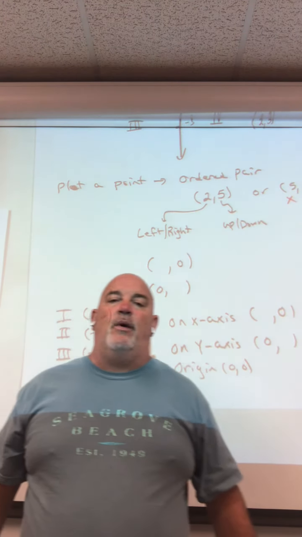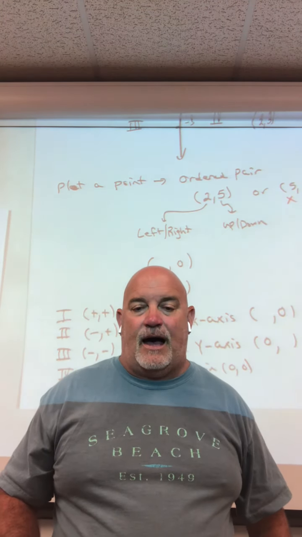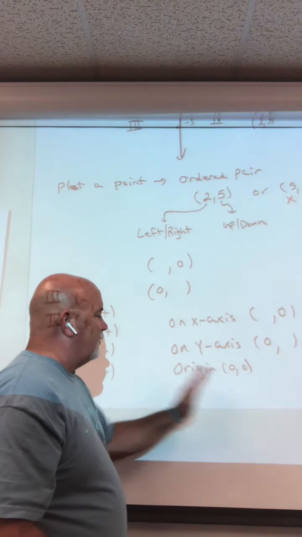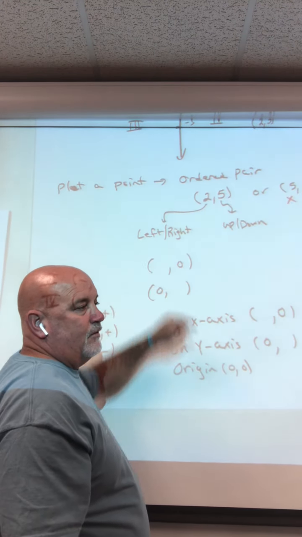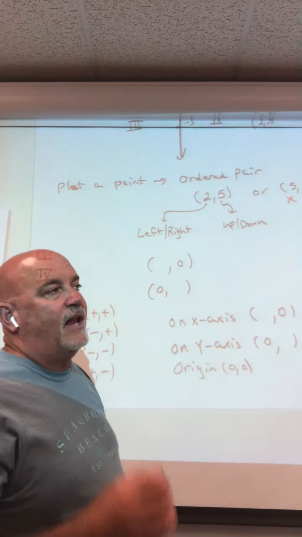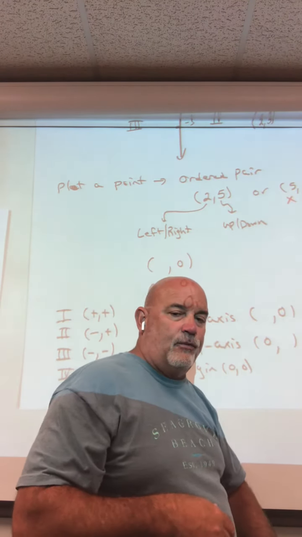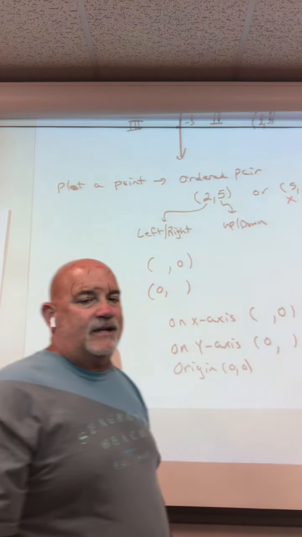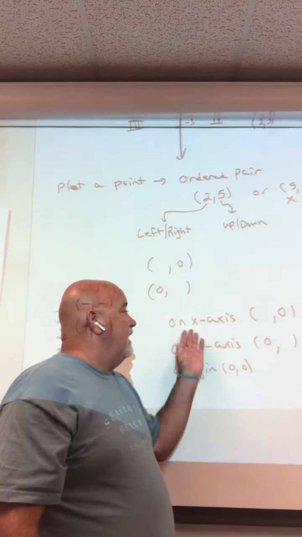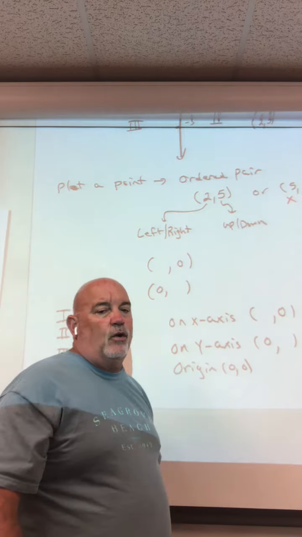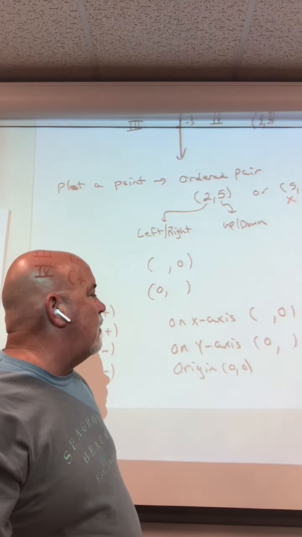So if I ask you where is (0, 5), that would be none left or right, but up 5. Or (0, -3). That would be none left or right, down 3. Still on the y-axis. And we give those points a special name. You'll hear me refer to this a little bit later on.